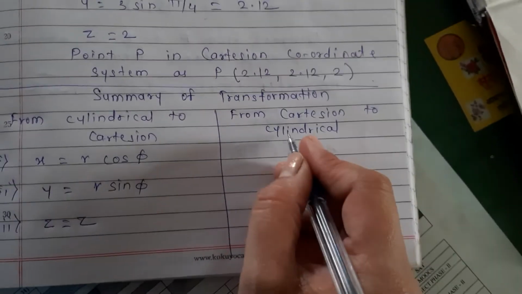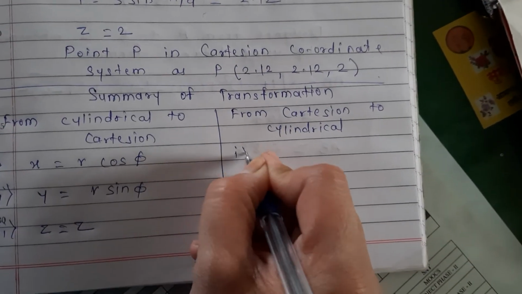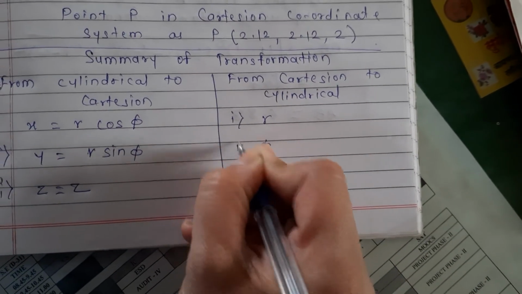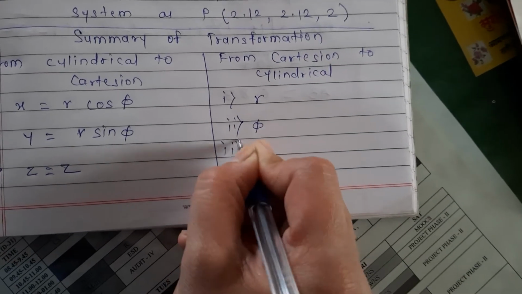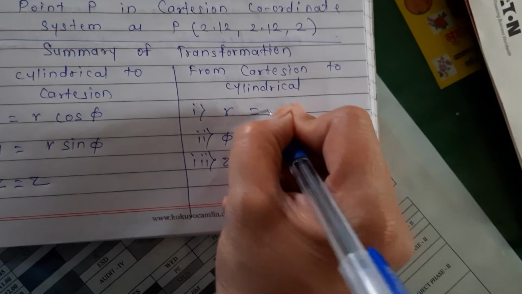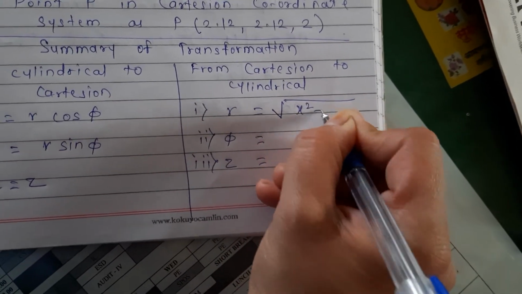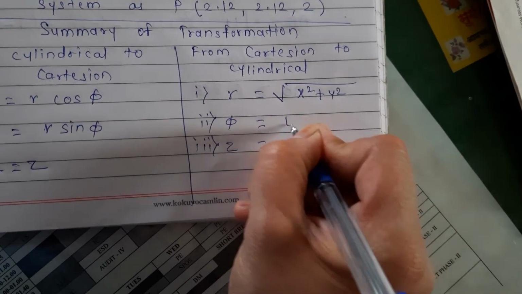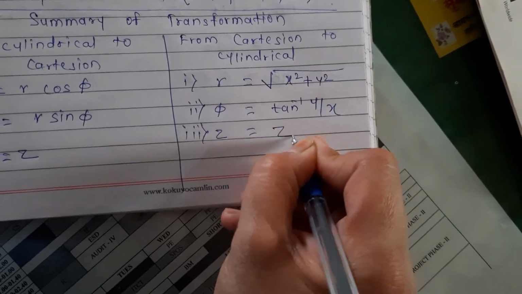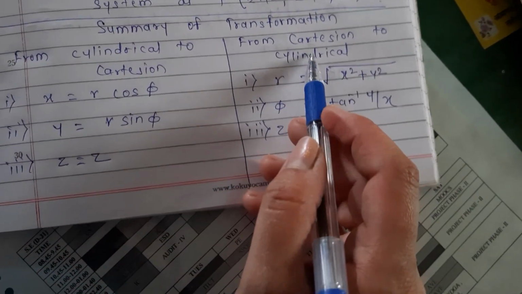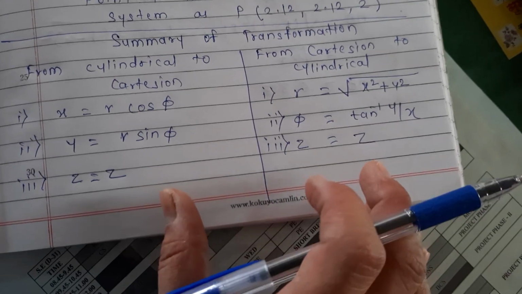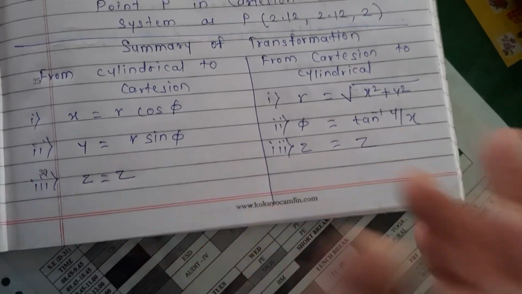Now the next, from Cartesian to cylindrical. Here we have to find the values of r, phi and z. So r is equal to square root of x squared plus y squared. Phi is equal to tan inverse of y by x, and z is equal to z. So this is a summary of the transformation. These two types of formulas are used for solving the problems.